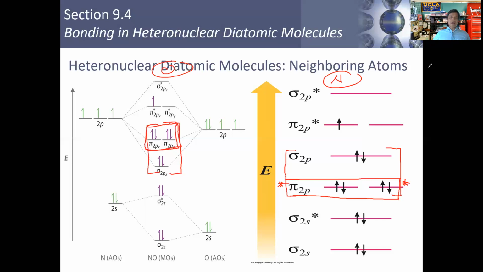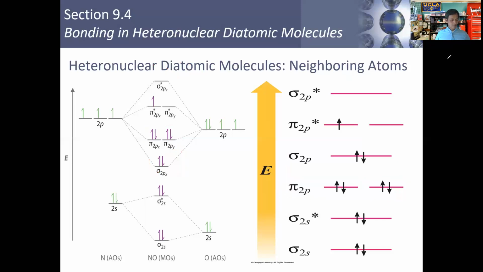Okay, so we have a situation here where we have 2 atoms that are close together, but we also have situations where the atoms are not close together. So how do we deal with the bonding? How does molecular orbital theory deal with bonding when the atoms are not next to each other, when they're not neighboring atoms? Okay, so let's answer that question.